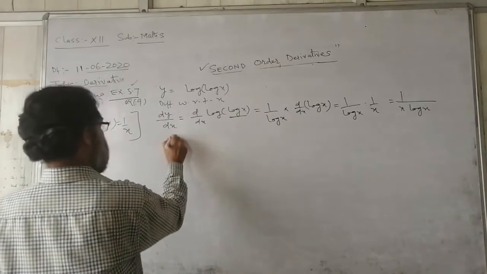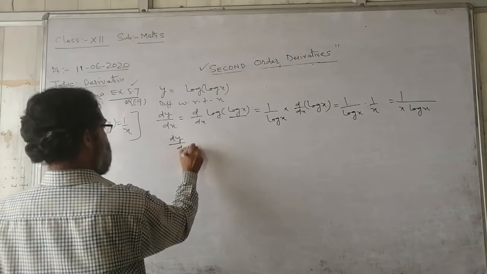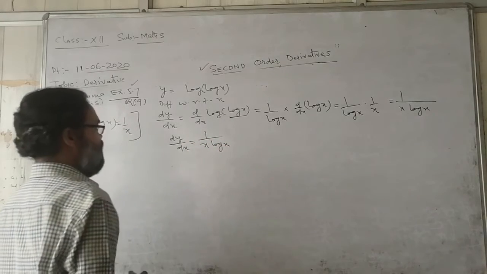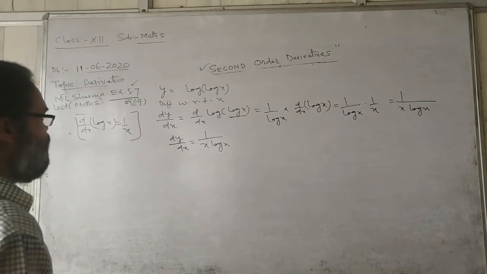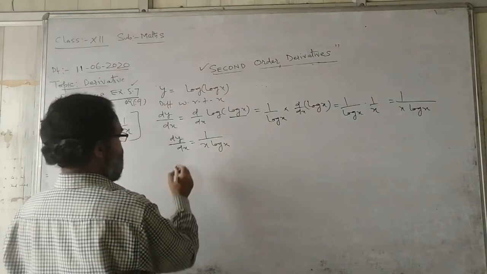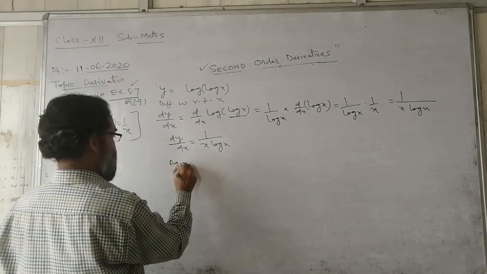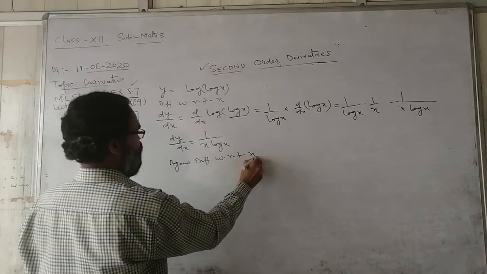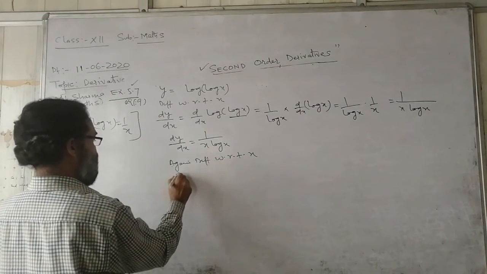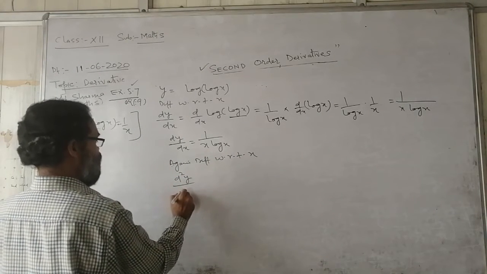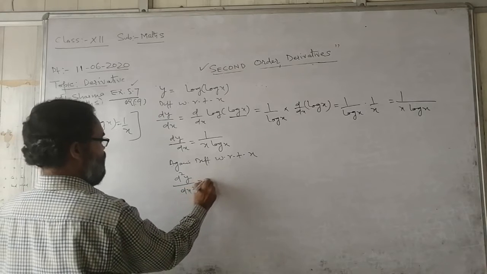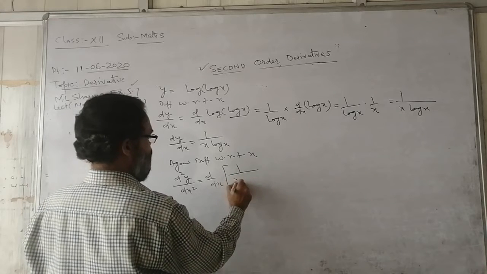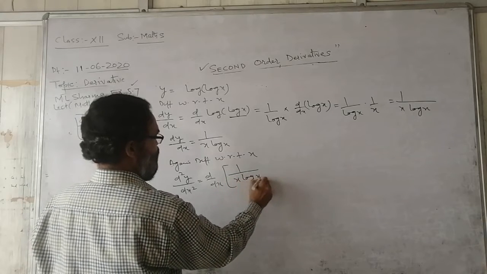So dy upon dx is equal to 1 upon x log x. So this is the first order derivative. I have to find the second order derivative, so again differentiate with respect to x. So d2y upon dx2 is d upon dx of 1 upon x log x.